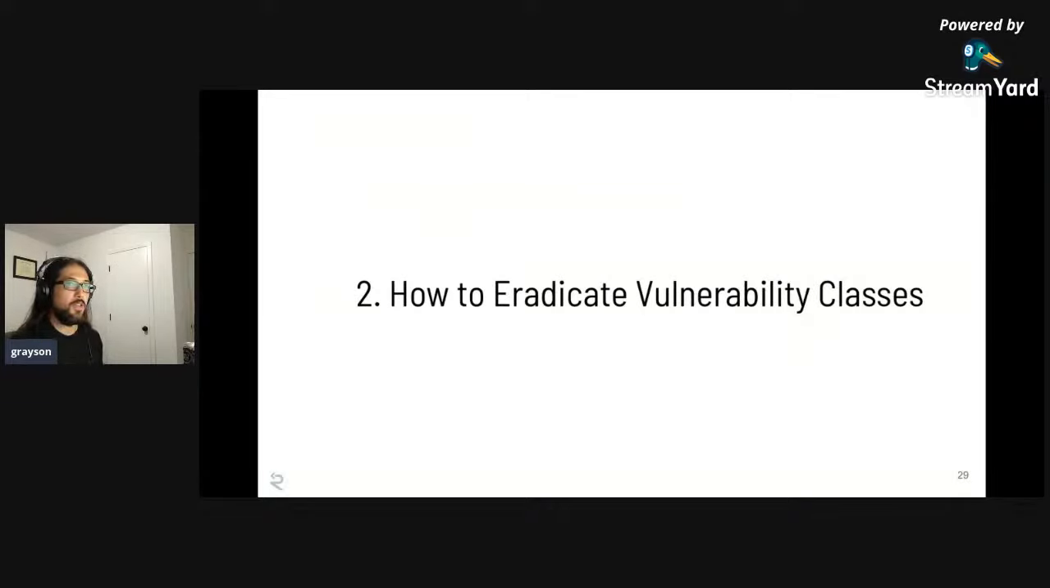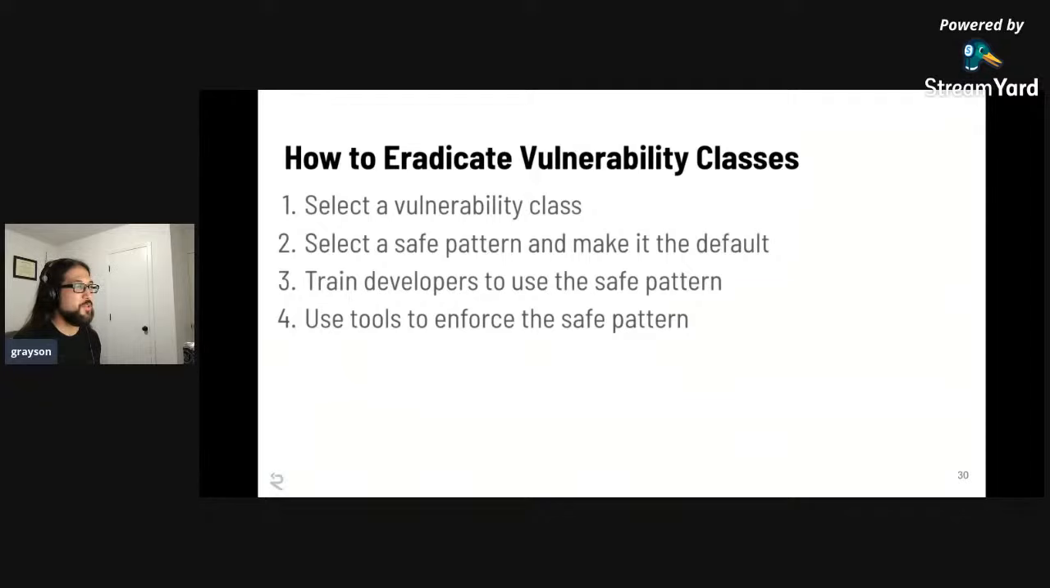So all of that was why bug finding is not the answer. It was some persuasion to maybe convince you that secure defaults might be helpful. So if you assume that, then how do we do that? This is a high-level strategy that I'm proposing for how to eradicate vulnerability classes.